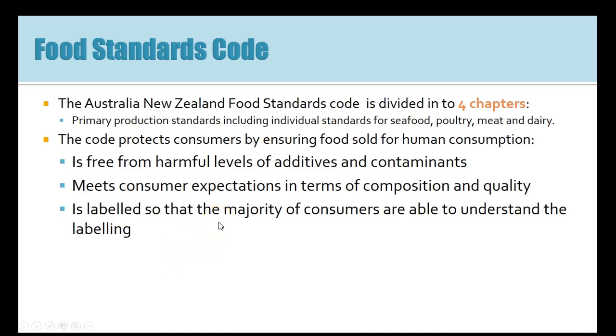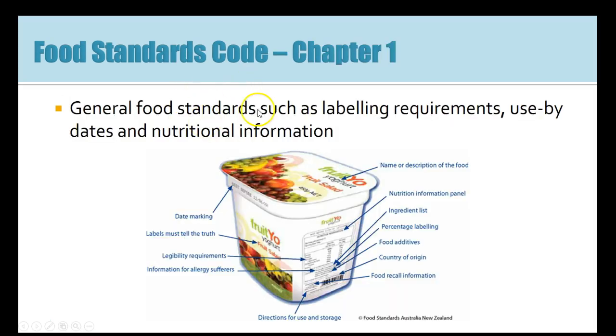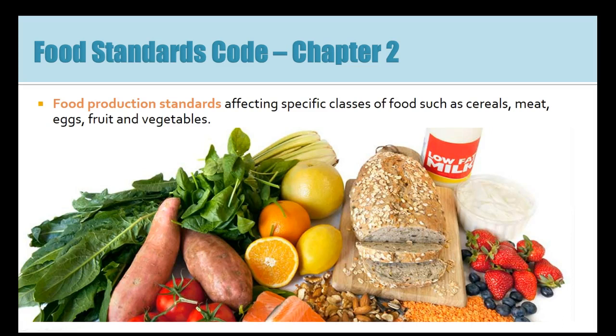So there are four chapters for the Food Standards Code. The first one being the general food standard for labeling requirements, such as use-by dates or nutritional information. All of these factors that are pointed out in this diagram here are legally required on all food that is packaged in Australia. So Chapter 2 talks about food production standards, and looking at specific classes of food, such as cereals, meat, eggs, fruit, and vegetables.